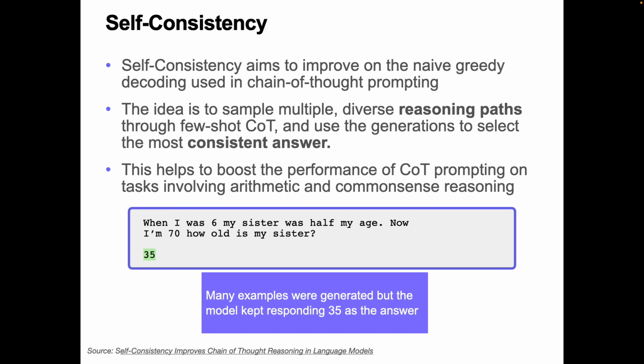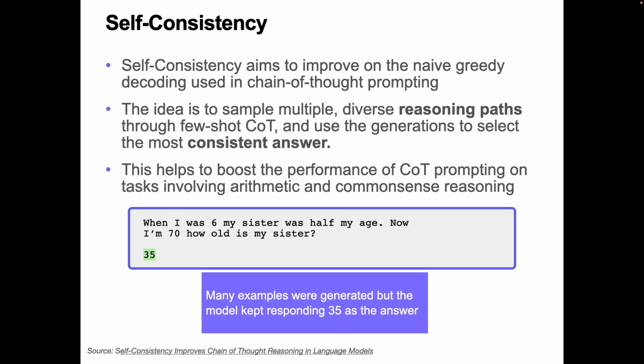And one of those examples is self-consistency. So self-consistency is basically building on this idea of chain of thought prompting, but the aim is to improve on the naive greedy decoding using COT prompting. The idea is really simple here. Basically sample multiple diverse reasoning paths through few-shot COT, and then use those generations to select the most consistent answer. So it's like doing some kind of majority voting to get the correct answer, right? So this helps to boost the performance of COT prompting on tasks involving arithmetic and common sense reasoning.